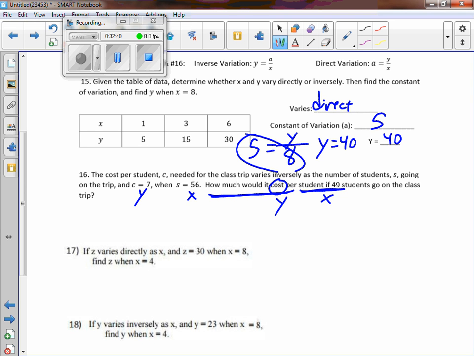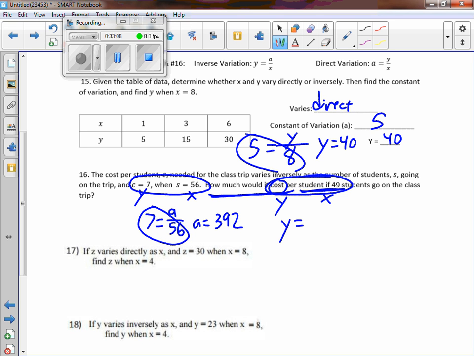So we have a given value right here. We have 7 equals a over 56. So when we multiply these together, 7 and 56, we get a equals 392. Now we're going to plug this back in the formula with our new information. We'll get y equals 392 divided by 49. And ultimately that's going to mean our new y is 8. And that's your final answer.